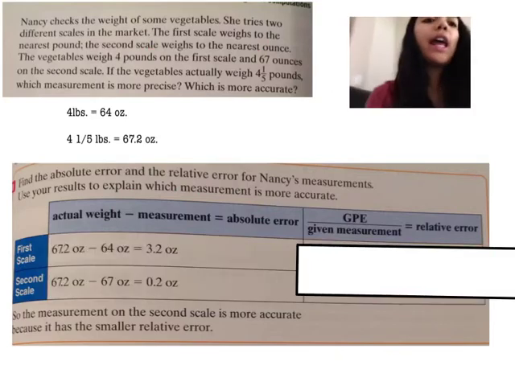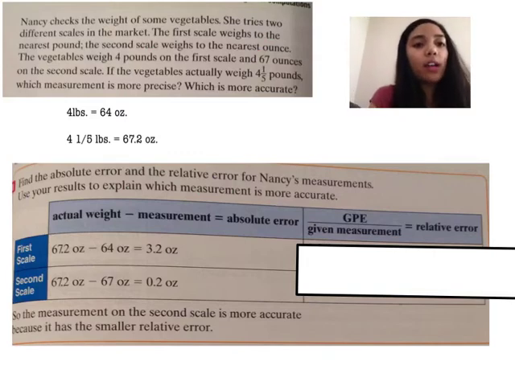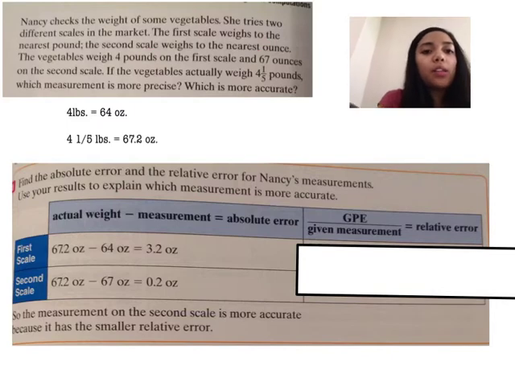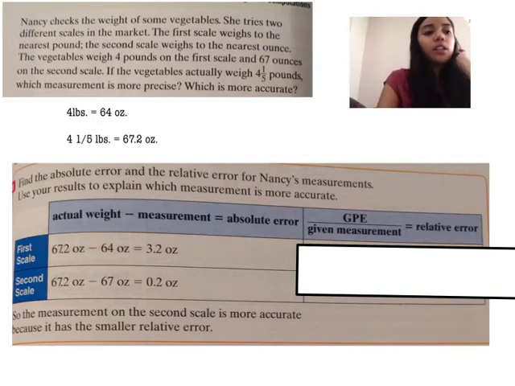So you should have done 1/2 ounce divided by 67 ounces because it was given in ounces. So it'd be about 7 thousandths. So that means it's about 0.7%. So if I look right here, it even gives me the answer for which one is more accurate. Well, the one that's more accurate is the one that has a smaller relative error. And the one that has a smaller relative error is the second scale.